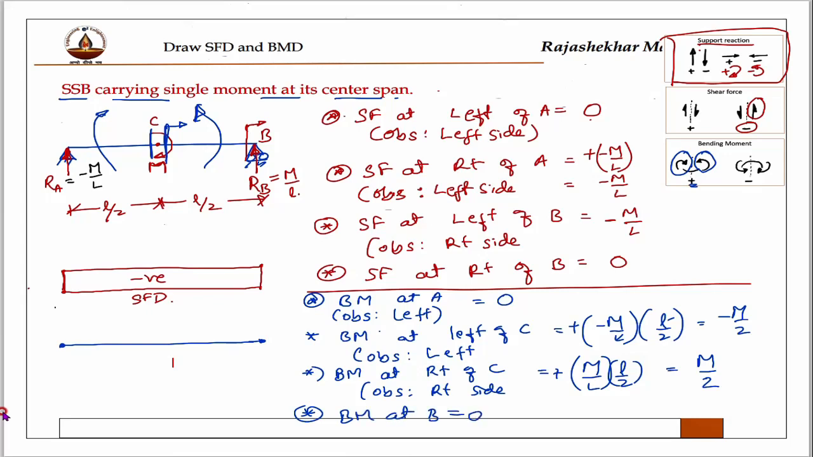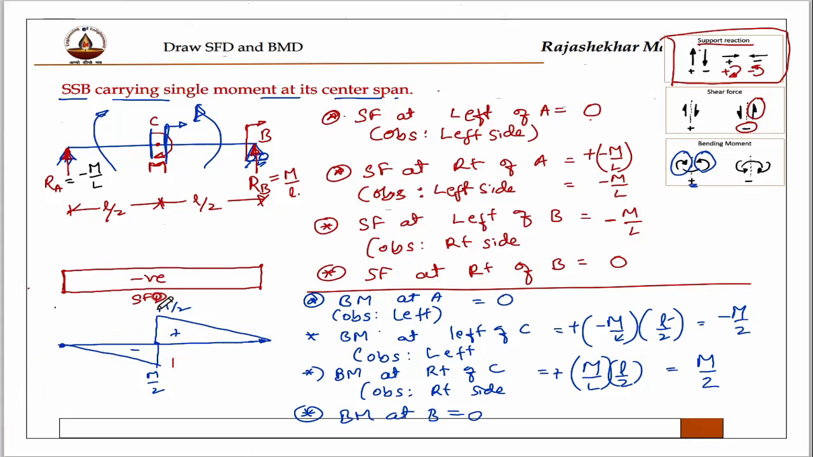Now, at this point, C point, from A to C, that span, you have minus M by L, M by 2, and here you have plus M by 2. Then this is your bending moment diagram. This is positive and this is negative. This is M by 2 and this is M by 2. Right? This is the shear force and bending moment diagram for a simply supported beam carrying a single moment at its center span.